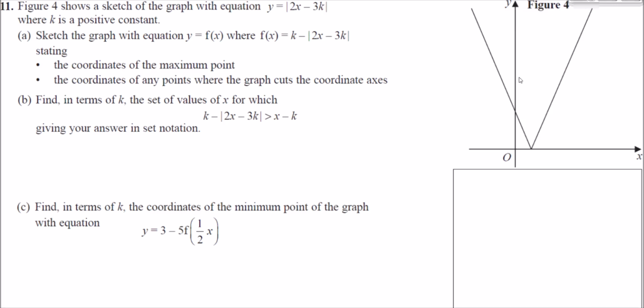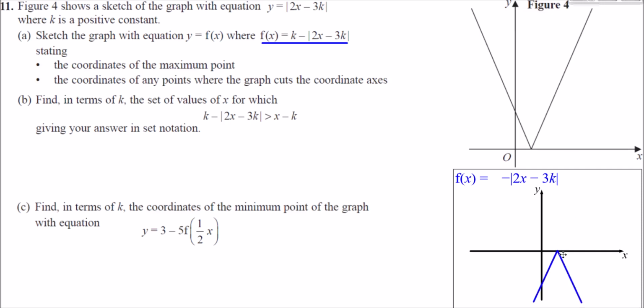So first of all, if this is the graph of y equals mod of 2x minus 3k, let's first imagine if f of x was simply minus mod 2x minus 3k. If that were the case, then f of x would just be a reflection of this graph in the x-axis. I'll come to the k in a moment, but let's build it up step by step. So rather than being a positive v like this, it will now look like an arrow facing the other way around.